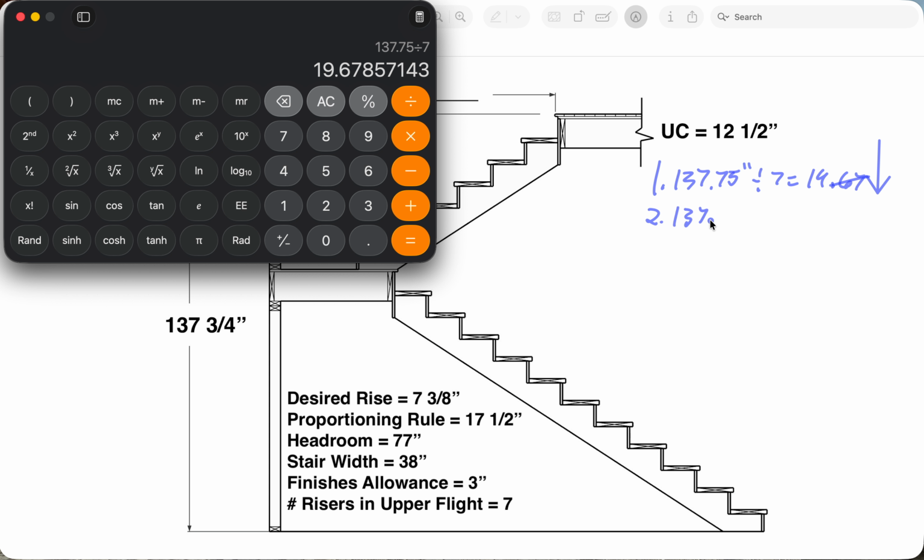Step number 2, we're going to go 137 3/4 divided by 19 this time. And we get, wow, almost like I planned it, 7 1/4 inches on the nose. Okay, so using the stair proportioning rule here, we're going to say rise plus run equals 17.5. So if we take 7 1/4 off of 17.5, we get 10 1/4.